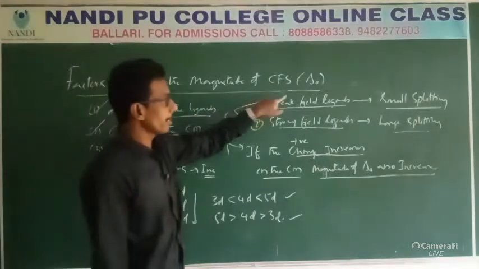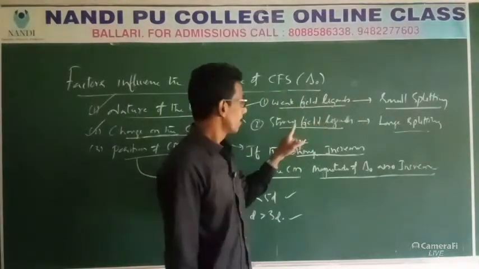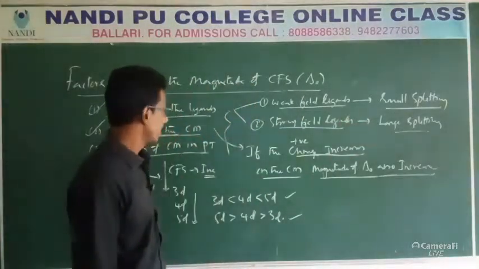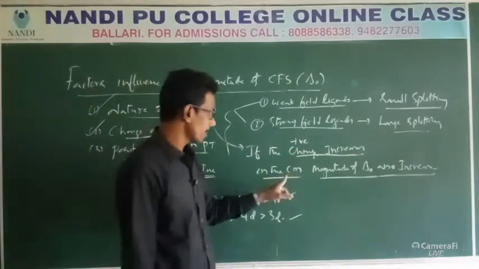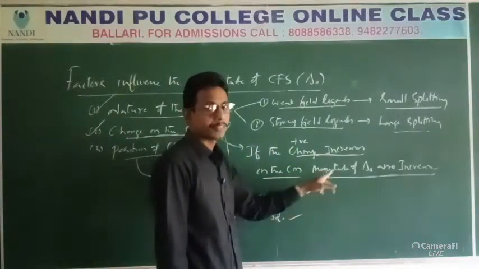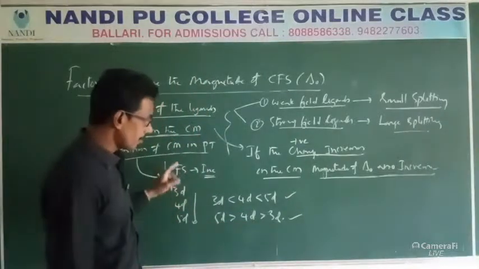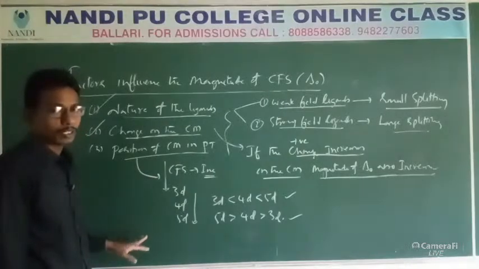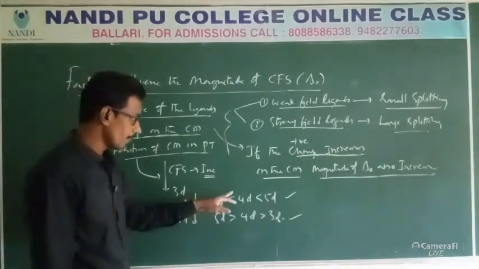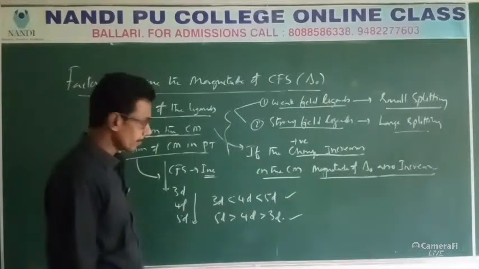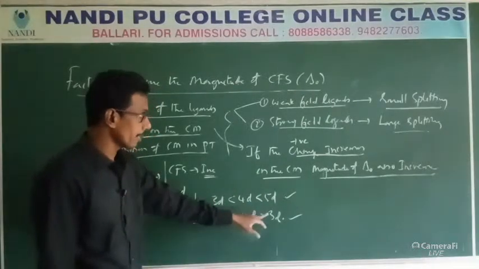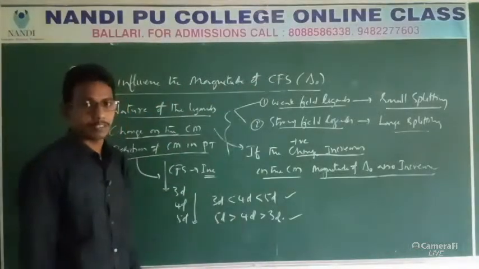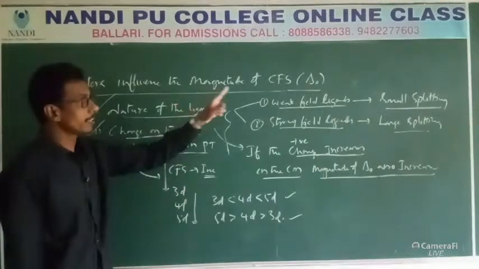Generally, weak field ligands cause small splitting, whereas strong field ligands cause large splitting. If the positive charge on the central metal increases, the magnitude of splitting also increases. Down the group, 3d, 4d, 5d, the magnitude of splitting also increases. The order is 3d less than 4d, 4d less than 5d, or 5d greater than 4d greater than 3d. These are the factors that influence the magnitude of CFS. What is CFS, children? Crystal field splitting.